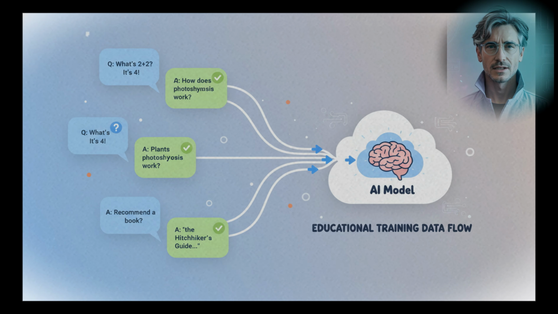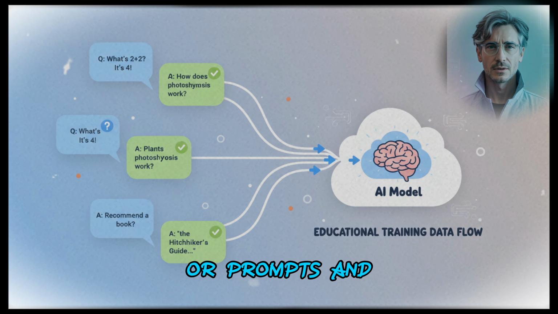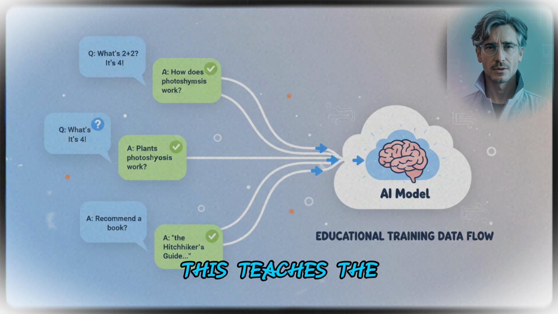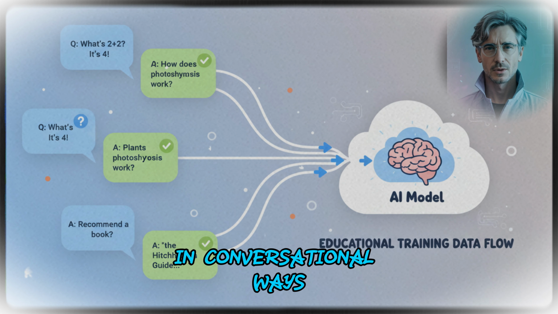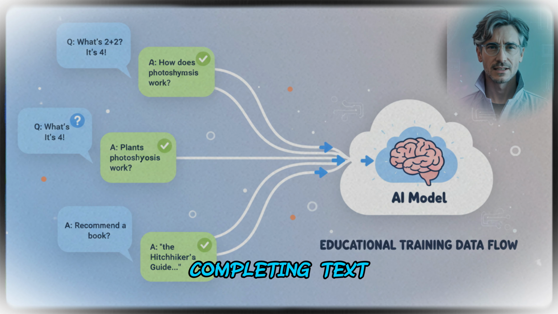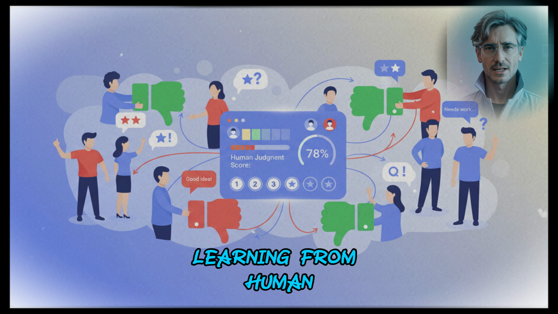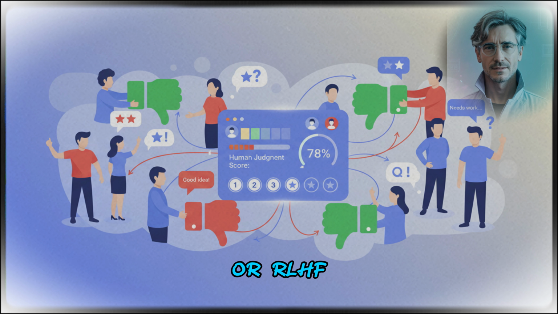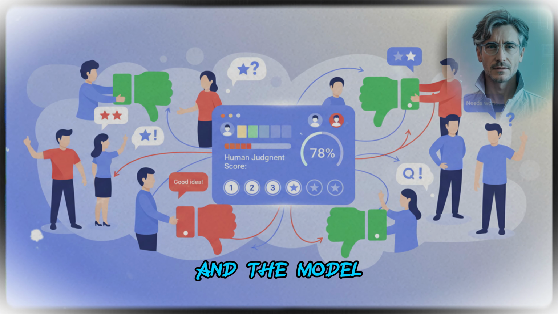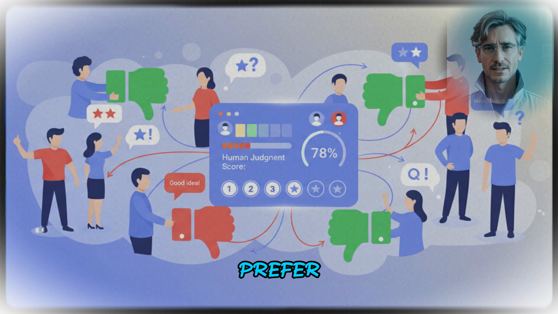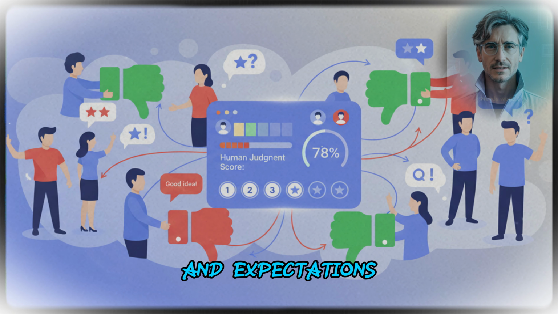During fine-tuning, the model is trained on examples of questions and appropriate answers, or prompts and desired responses. This teaches the model to be more helpful, to understand what humans want, and to respond in conversational ways rather than just completing text. Many modern LLMs also go through reinforcement learning from human feedback, or RLHF. Human reviewers rate different responses from the model, and the model learns to favor responses that humans prefer. This helps align the model's behavior with human values and expectations.